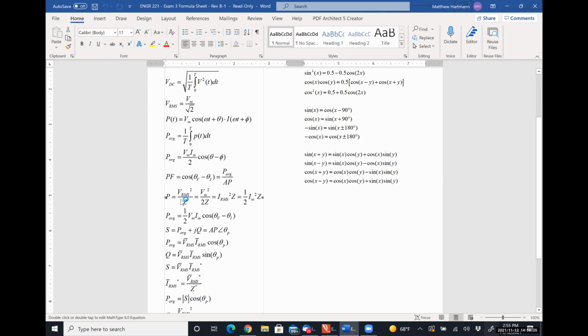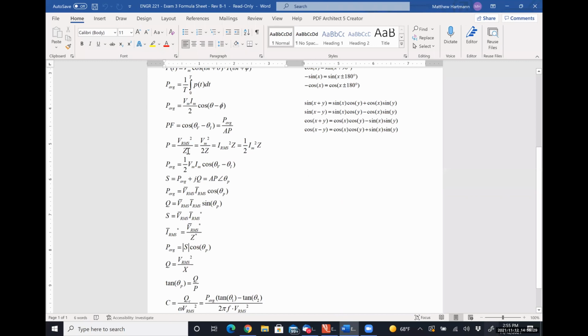I think technically this one right here, I'm not sure what Dr. Cronk means by it, where it's VRMS squared over Z is equal to IRMS squared times Z. Because if he actually means the complex power, the voltage equation should have Z conjugate in the denominator. But yeah, not entirely sure what he means by that one.